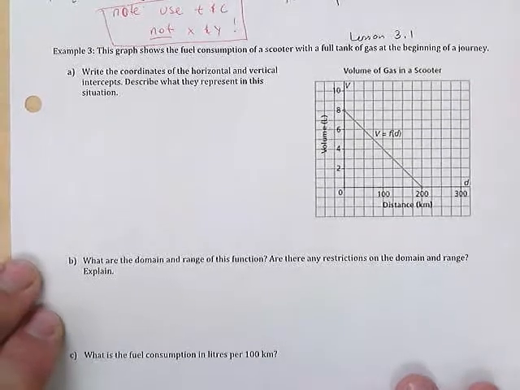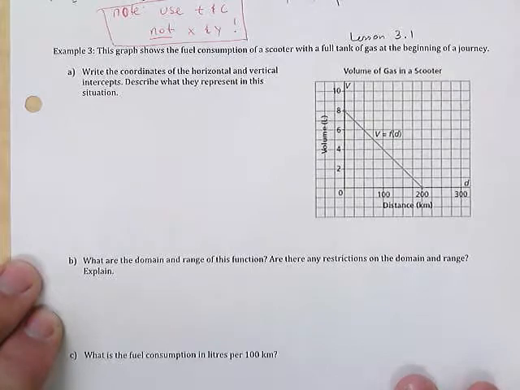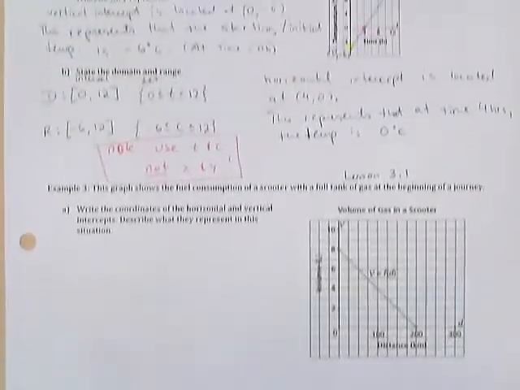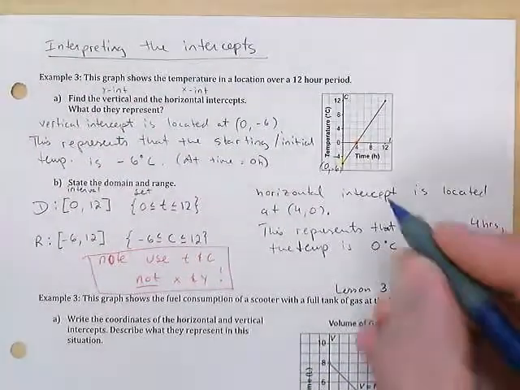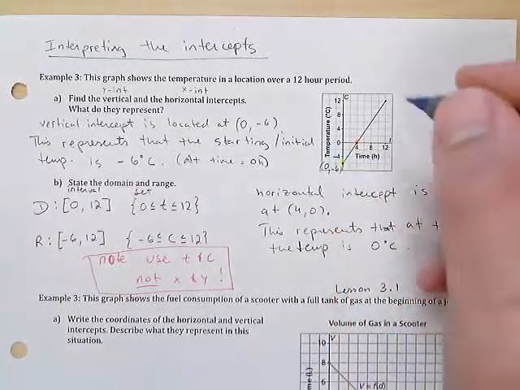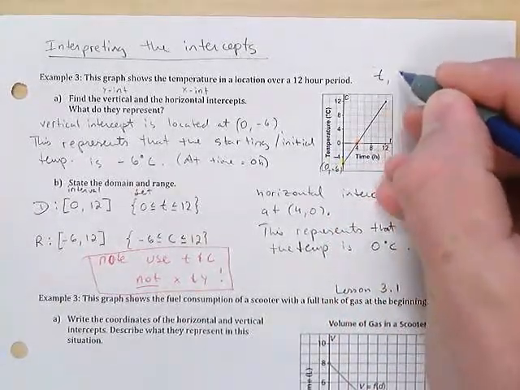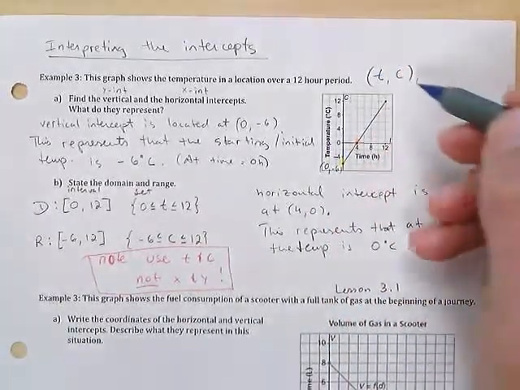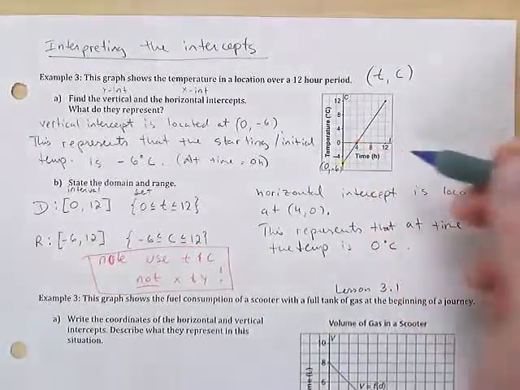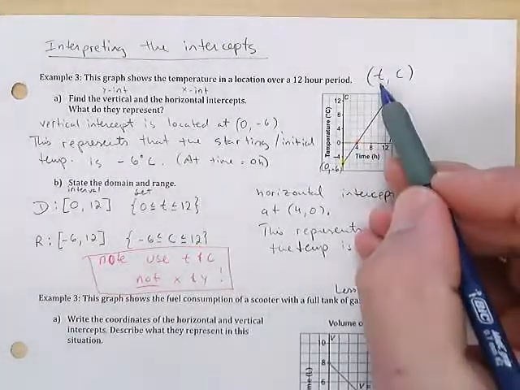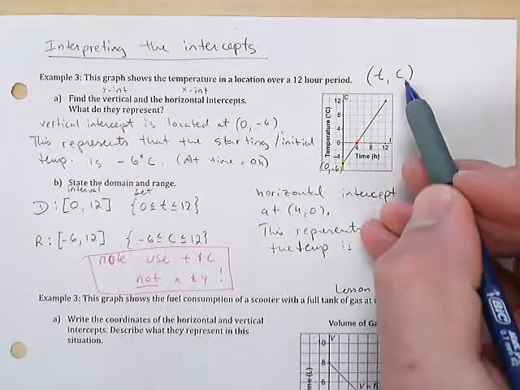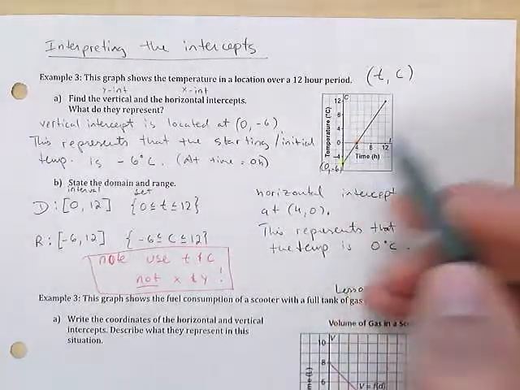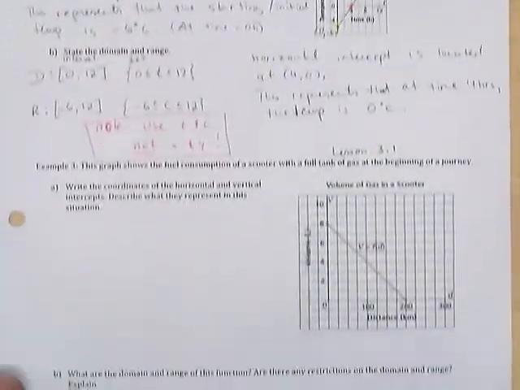All right, so lesson 3.1 here. I just wanted to go further up. Normally, they will give you a variable that you should be using. If I don't, you assign something that makes sense within the context, right? But in this case, it would be TC instead of XY, okay? T for time, C for Celsius.